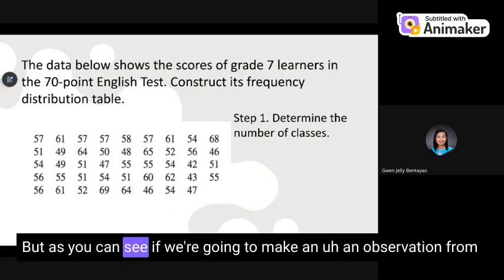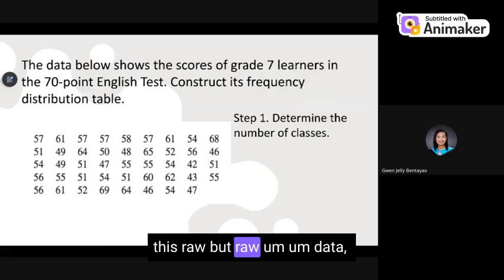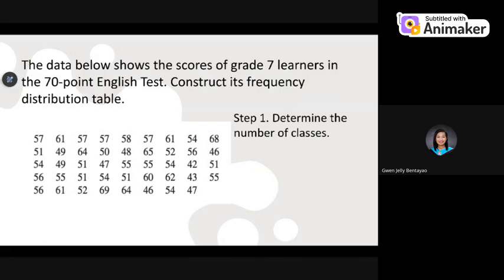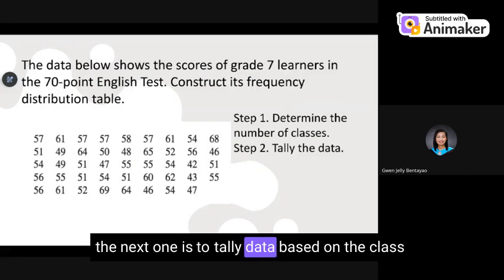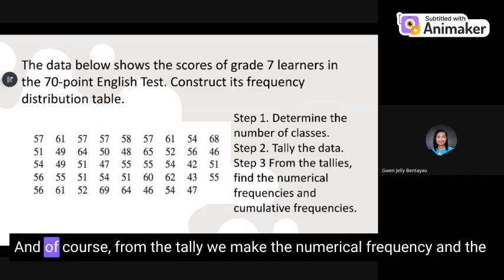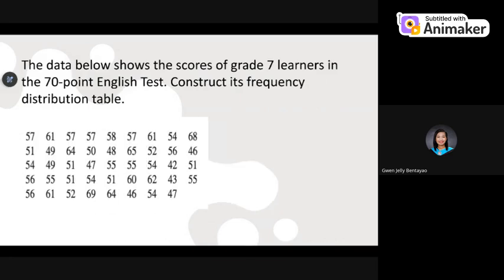But as you can see, if we make an observation from this raw data, we can say that the scores are almost close to each other, right? So the next one is to tally the data based on the class limits or class intervals that we will be doing later. And of course, from the tally, we make the numerical frequency and the cumulative frequency.